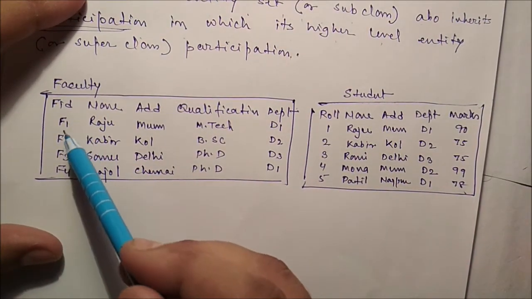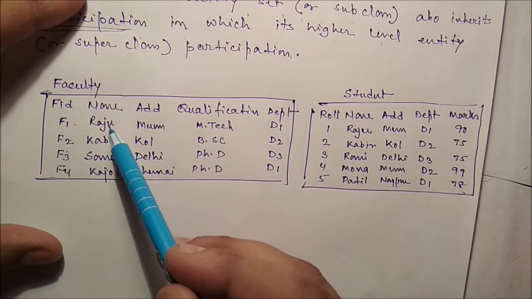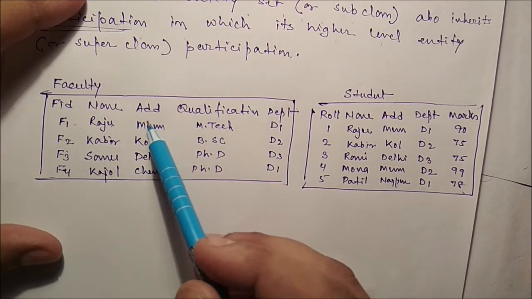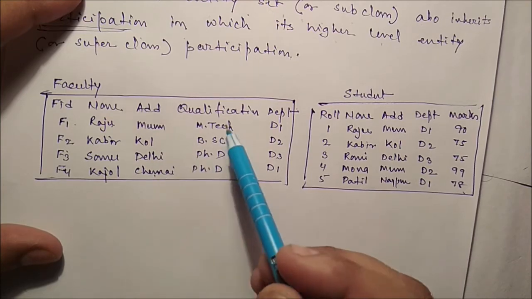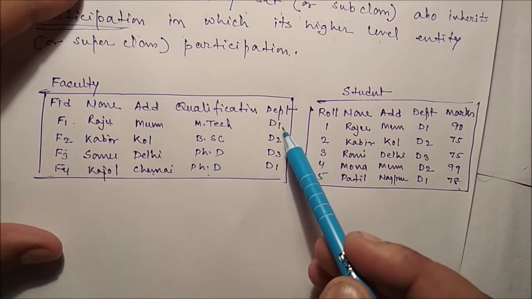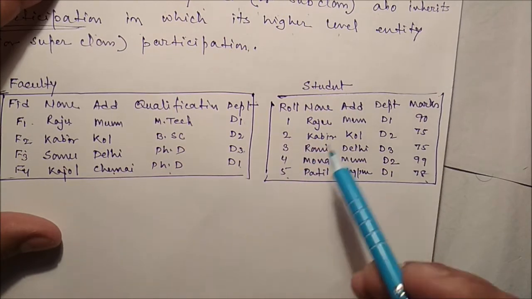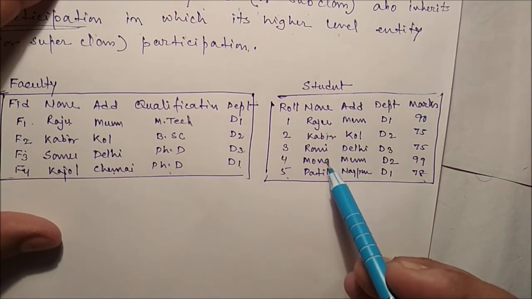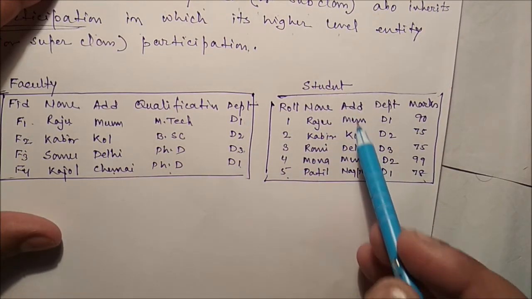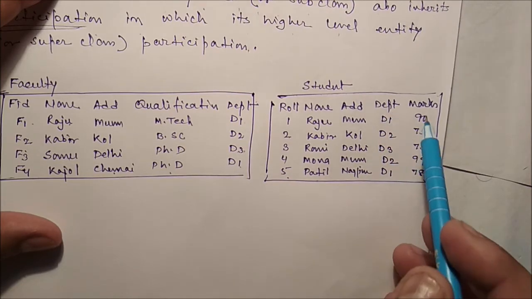Say faculty ID F1, F2, F3, F4, names Raju, Kabir, Sanu and Kajol, addresses Mumbai, Kolkata, Delhi, Chennai, qualifications are there, departments D1, D2, D3, D1. Here student, roll numbers 1, 2, 3, 4, 5. Here names Raju, Kabir, Rani, Mona and Patil. Addresses are there, departments are there and marks are there.